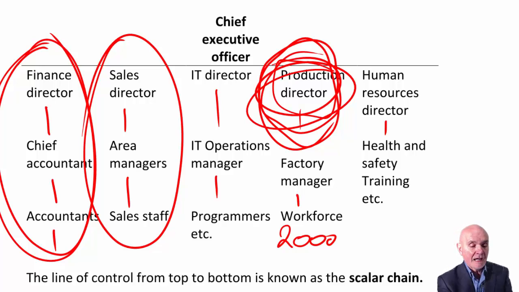And you can imagine how a sales director might come to this production director and say, look, I have a new order coming in from a new client, new customer.